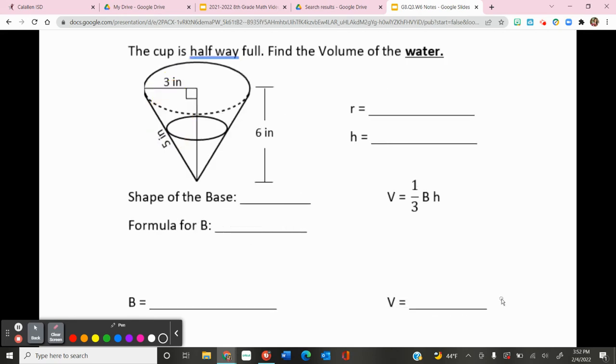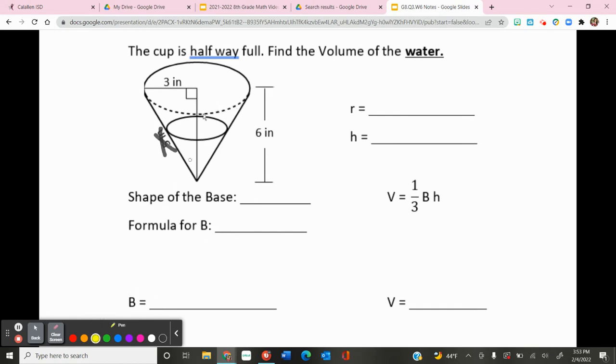Okay. Let's look at the next cone. So here, this cup is halfway full. We want to find the volume of the water. So we're only finding the volume of the water in the cup. Now, one thing I would like to mention, looking at this cone, you're given this 5 inches. This is known as the slant height, and you do not want to use the slant height. You want to make sure that you're using the height of your cone. If you use the slant height, you're going to get a wrong answer.